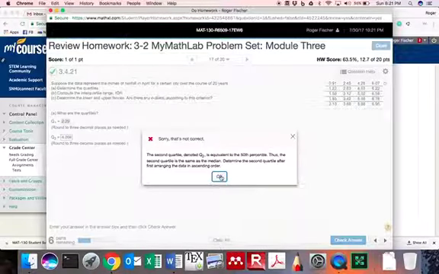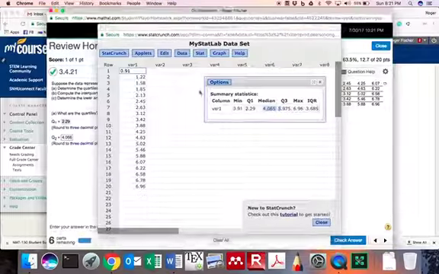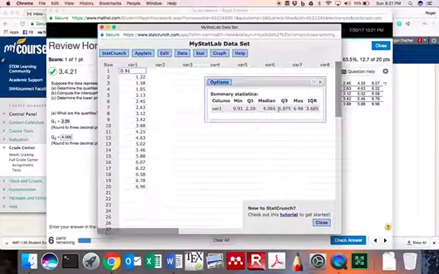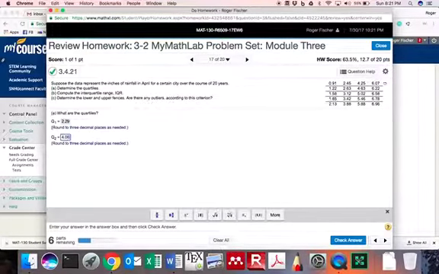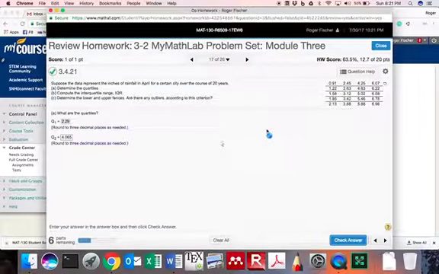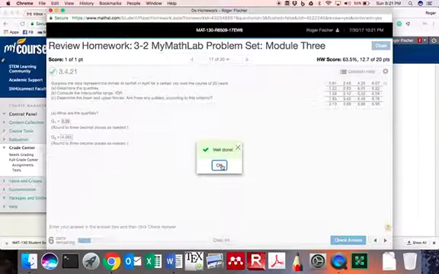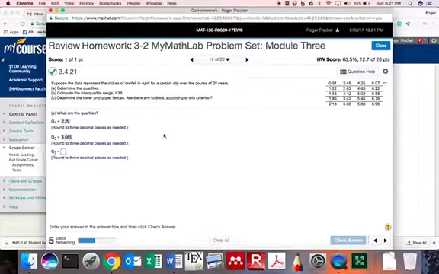Wait a minute. What did I do wrong? Isn't it the median? Oh, I see. I got too many. I selected a 5 from here. So it's 4.065. Let's try that. Okay, there we go. So that's an easy mistake to make. So don't do that.